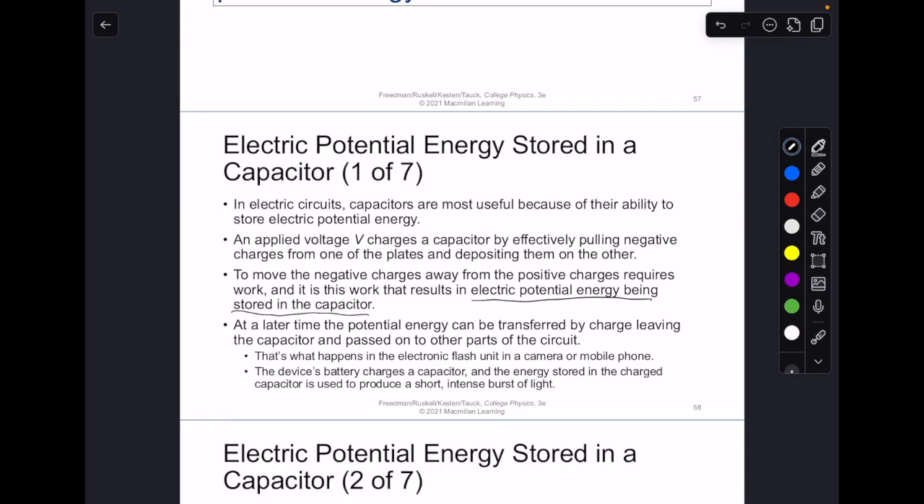If we don't change anything after we charge it, that charge and that energy will just sit there until we discharge it and connect it to something else in a circuit. The discharge ends up being the energy suddenly leaving the capacitor in the form of a current leaving the capacitor. And we'll talk about current in the next chapter.